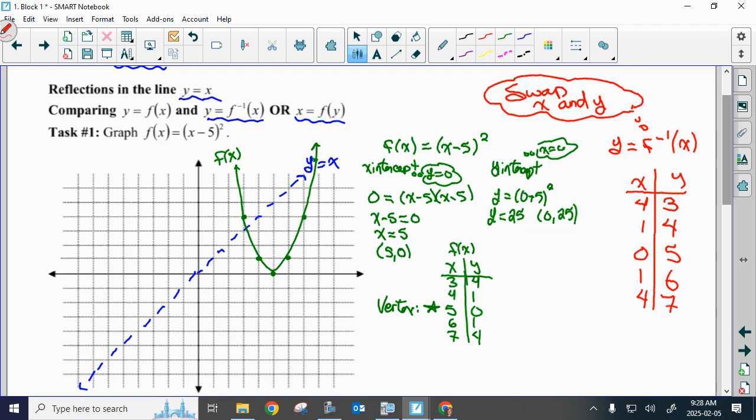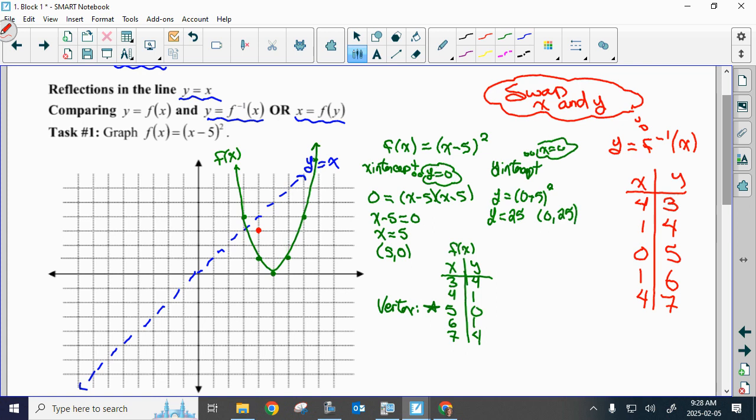If I want to graph the inverse, the graph is going to be a reflection across the line y equals x. These are my ordered pairs. Do you see that this is a reflection across that line? So when I had (3, 4) before, it was here. This is (4, 3). Does it look like it's a reflection across the line y equals x?